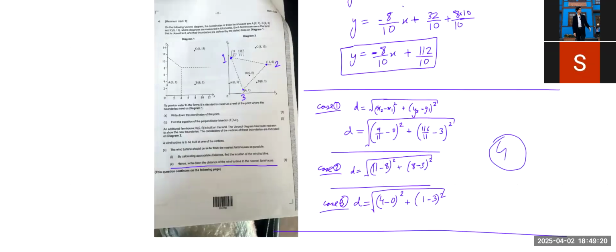Hence, write down the distance of the wind turbine to the nearest farmhouse. That's your answer, basically. All of this work that we did here was for 4 points, and that's it. Okay, so that ends this question.